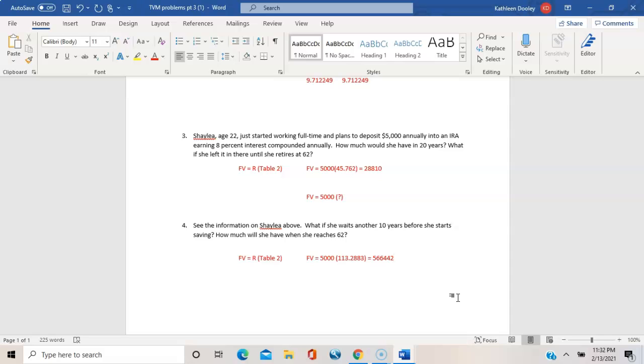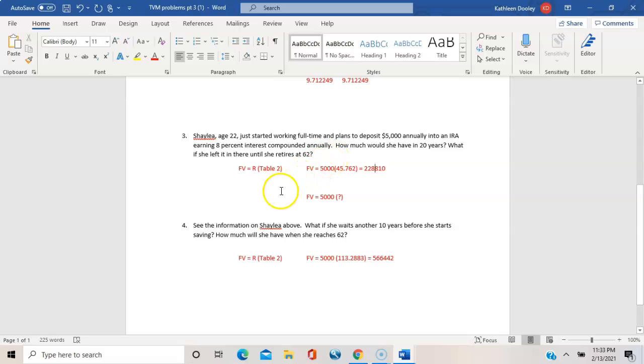Let me recheck number 3. 5,000 times 45.762, 228,810. Okay, I got a typo there. 228, missing a 2 in there. Okay, 228,000 she would have if she started at 22 and finished at 42.